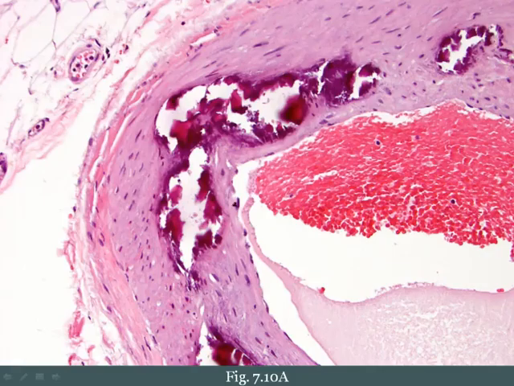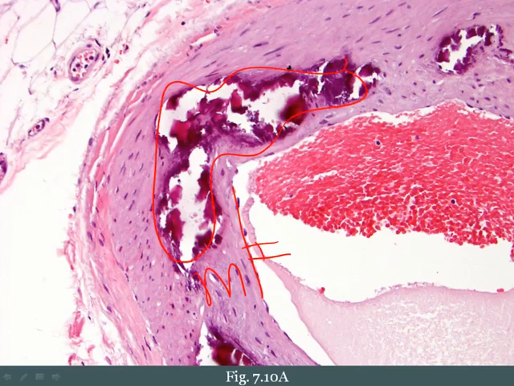This is what the histology looks like. You see a blood vessel wall. This layer here represents the intima. You can see the intima is right up against the smooth muscle media, as it should be. And then within the media, you can see that you've got this area of calcification. So this is Monckeberg's medial calcific sclerosis.